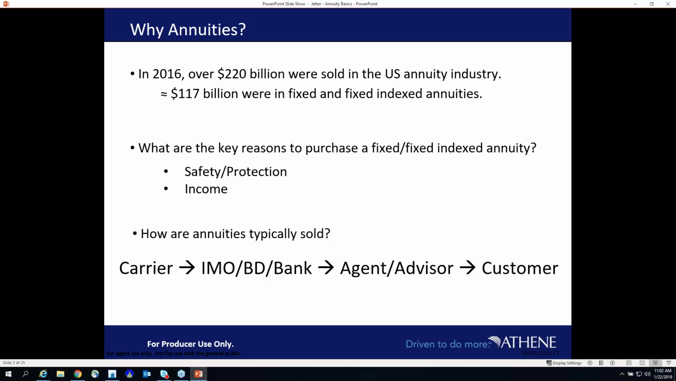So how are annuities typically sold? Well, generally speaking, the carrier is going to work through an independent marketing organization like Art Jetter, a broker dealer, or a bank. They'll supply their agents with the products. The agent or advisor then sells those to the client on the street. So basically, carrier, IMO, broker dealer, or bank, and then the agent advisor, and then right to the customer.